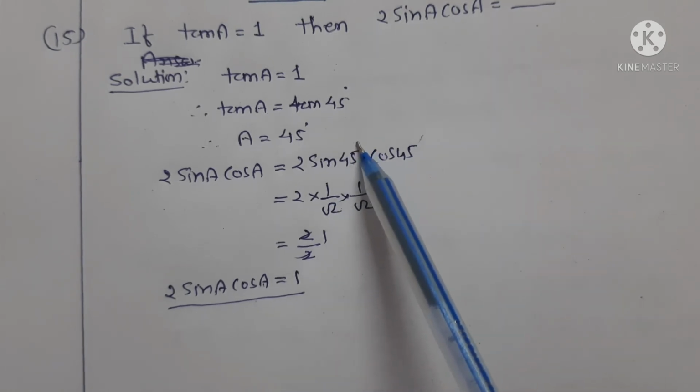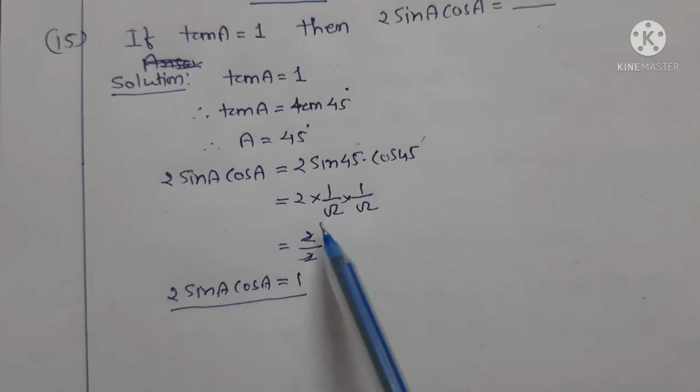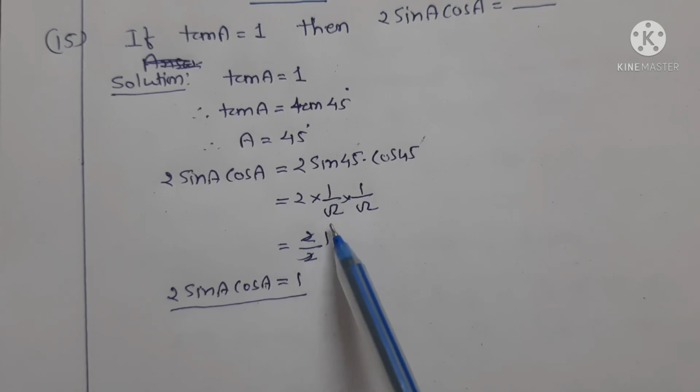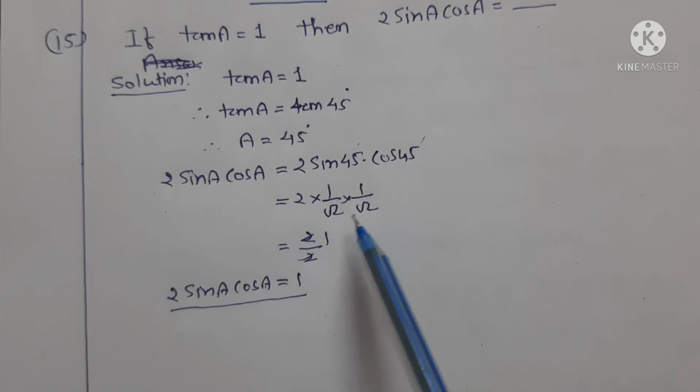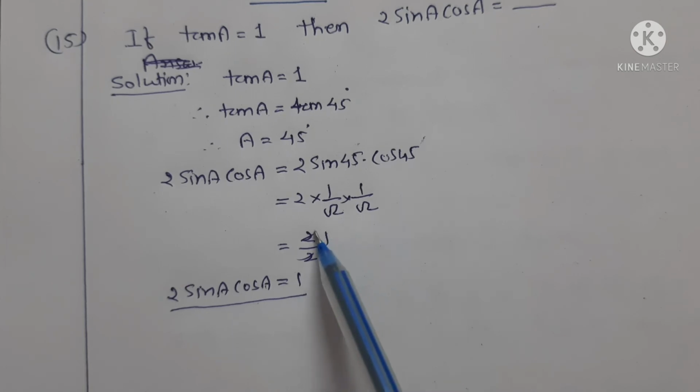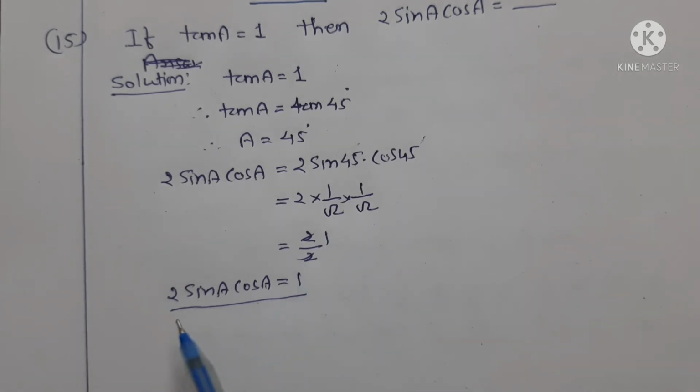But the value of cos 45 and sin 45 equals 1 upon root 2. So 2 into 1 upon root 2 into 1 upon root 2, root 2 times root 2 is 2, 2 upon 2 equals 1. Therefore 2 sin A cos A equals 1. Here we complete section A of the 2020 paper set number 3. Remaining 5 questions, we solve next.